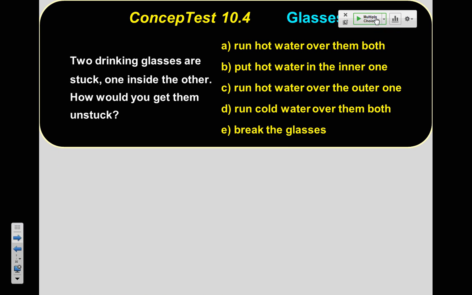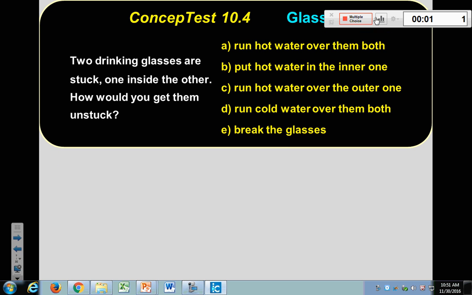Two drinking glasses are stuck, one inside the other. How would you get them unstuck? Think about our linear expansion, or you might just know this as you go to the kitchen, if this ever happens. How do you get them unstuck? All right, I'm going to stop at 35.